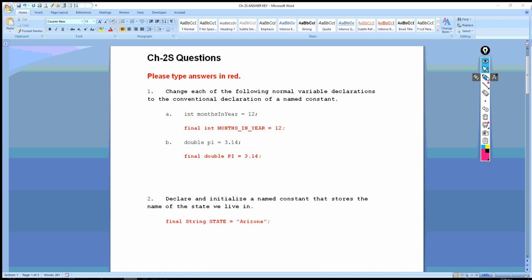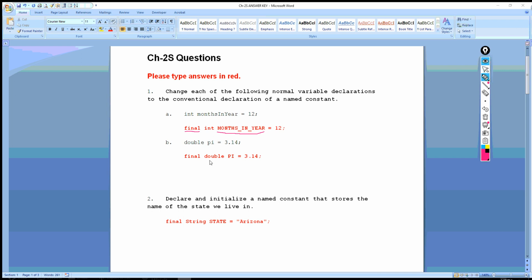So in this first one, we are looking at the named constants. Here's the key thing you have to make sure you have: final is necessary. That tells the compiler that this memory location should not be changed, or cannot be changed actually, throughout the rest of the program. Also, make sure that your months in year variable name, or memory location name, is in all caps, and in between each word should be an underscore. That would be the conventional way to name a named constant.